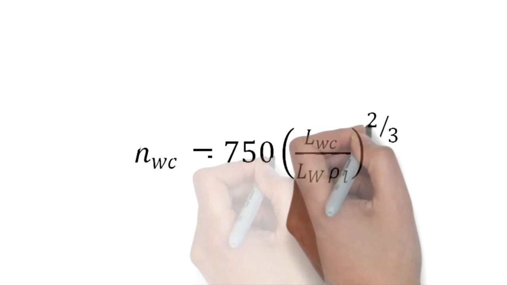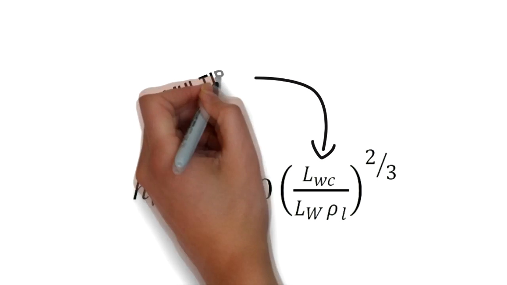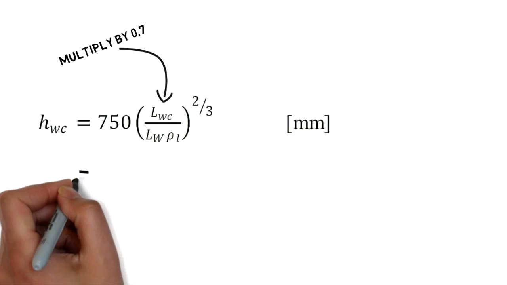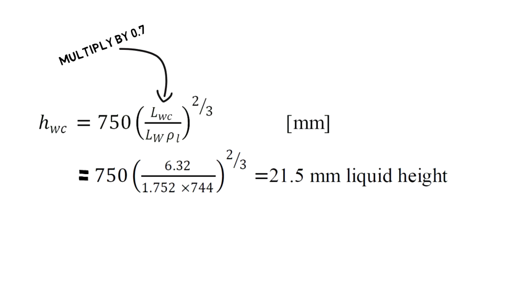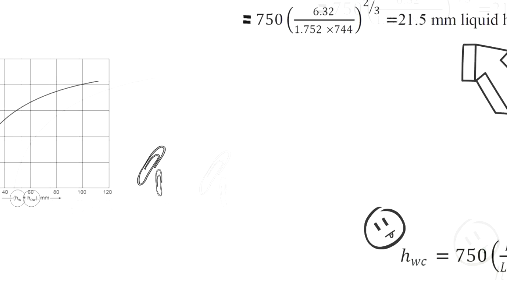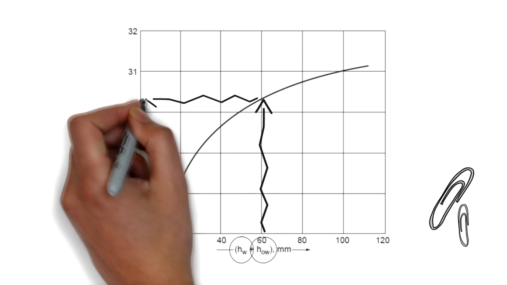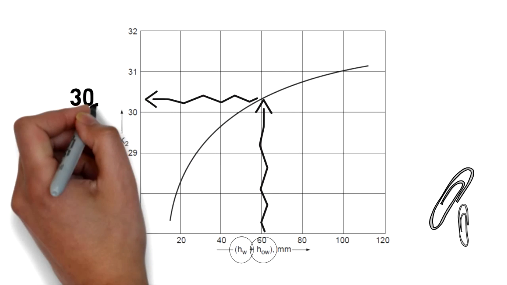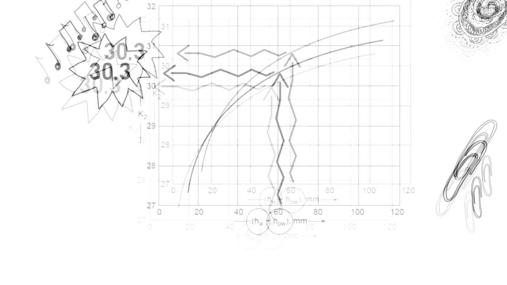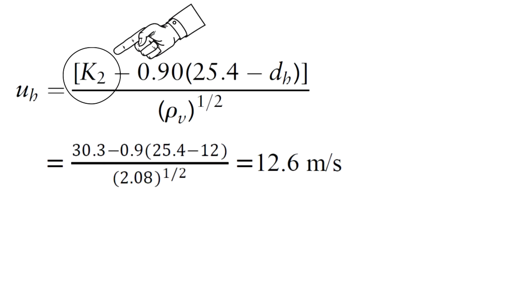HOW is the minimum weir crest, and this can be computed by multiplying the maximum liquid flow rate by 0.7. Substituting the values for LWC, LW, and ρL, we obtain 21.5 millimeters liquid height for the minimum weir crest. Adding the two and plotting it on the graph, we have 30.3 as K2. Substituting the value of K2 as 30.3, and DH and ρV, we obtain the weep point velocity as 12.6 meters per second.